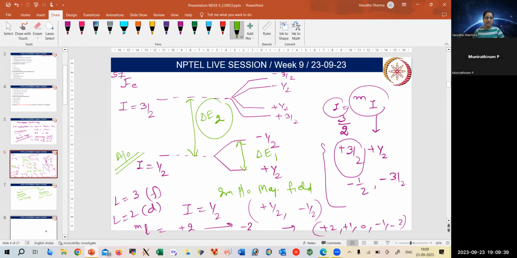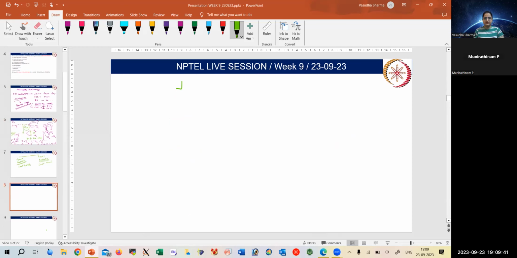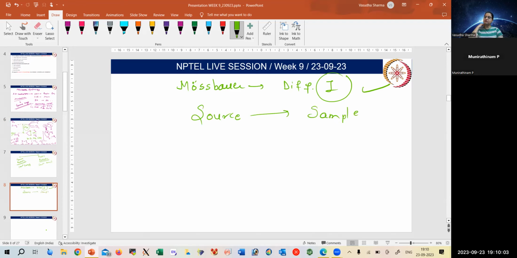Clear, ma'am. So our main motive was, we started with this Mössbauer spectroscopy. We understood that it is happening between different nuclear spin states, different I values. Now the second point is, for emitting those gamma radiations, which is a very high amount of energy, we require a source which can give it to a sample, and the sample can absorb that, and we could see a peak shift or some difference in the spectra, and we could differentiate between two different compounds, nuclei or complexes.